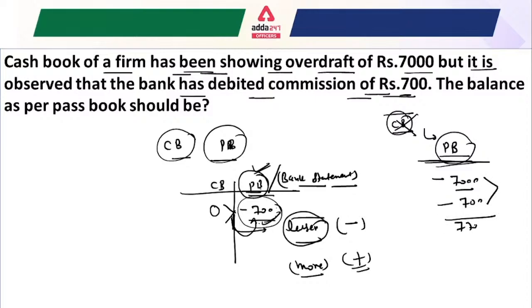So what would be our answer? That is 7,700, and it is in negative terms. That also signifies the overdraft balance of the firm. So that represents the correct answer, 7,700 rupees. All right.